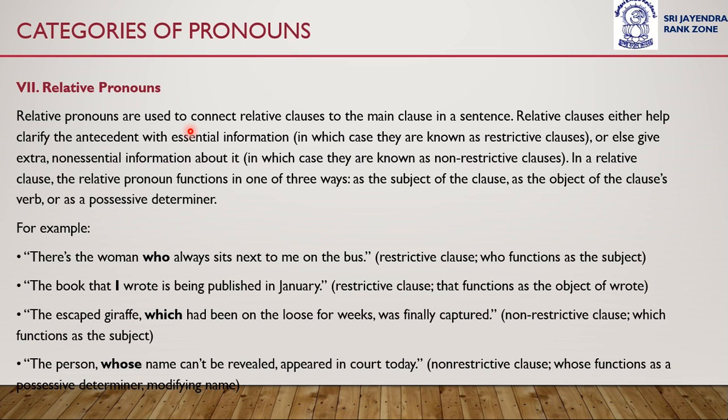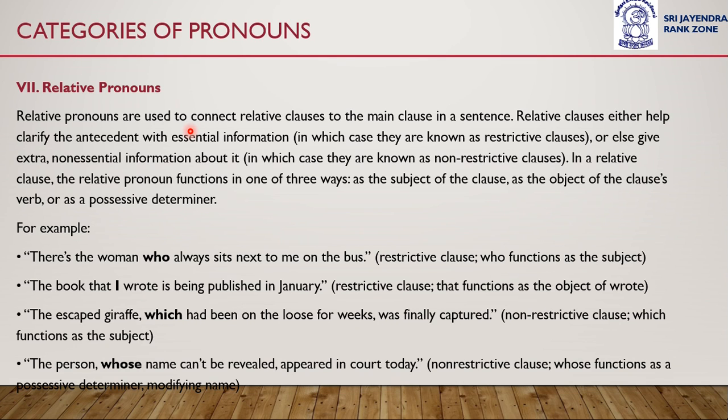Let us try to understand it better with another example. The book that I wrote is being published in January. Here, that is the relative pronoun. It is relating the first clause about the book to the second clause about it being published. So, that is a restrictive clause because it is talking about only one particular thing, that is the book, and it functions as the object. Alright.